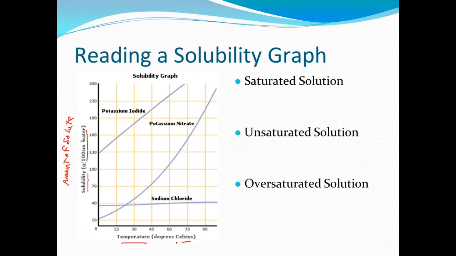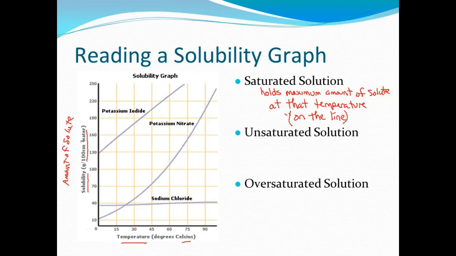And if you look at the lines, I have 3 different chemicals graphed on this sheet. 3 different vocab words today: saturated, unsaturated, and oversaturated solutions. A saturated solution holds the maximum amount of solute at that temperature. In this case, you have to be on the line.